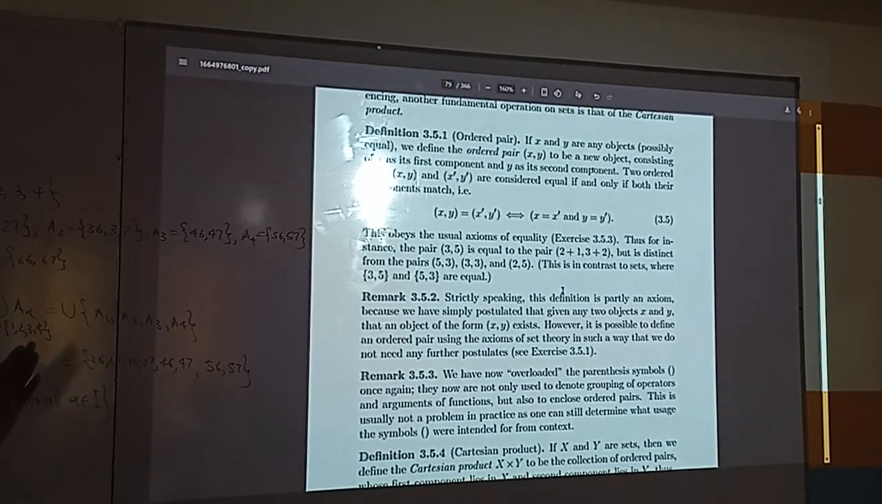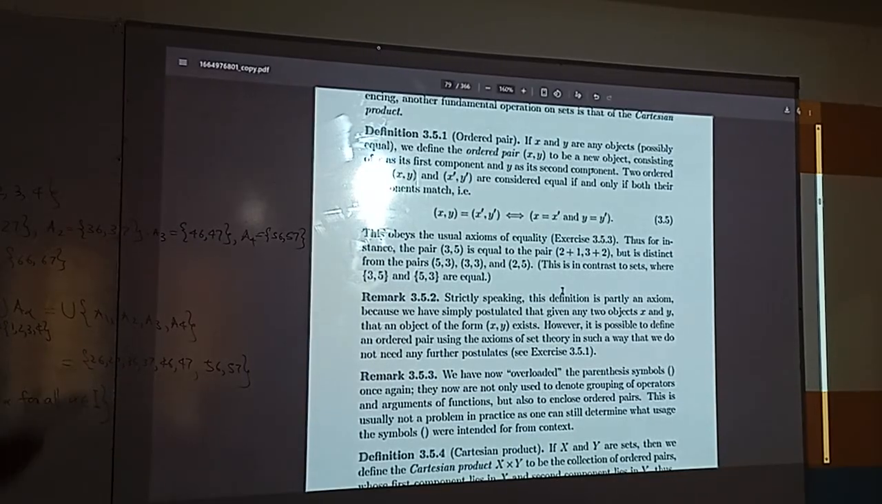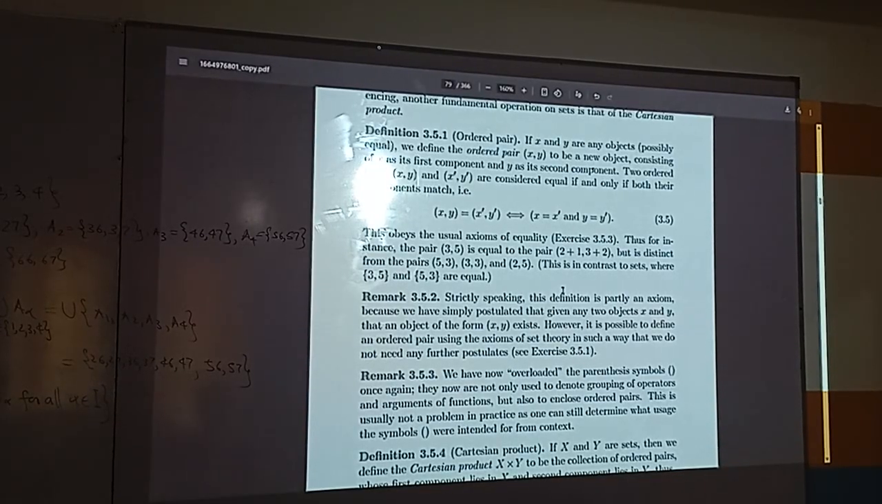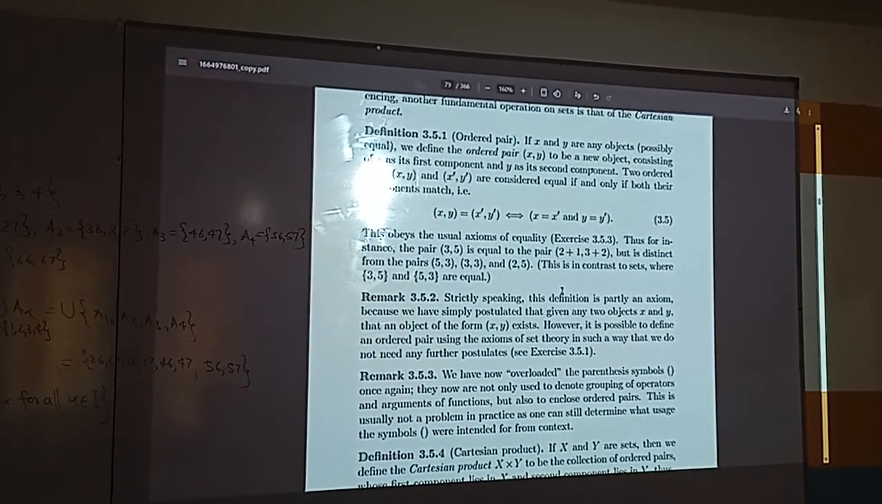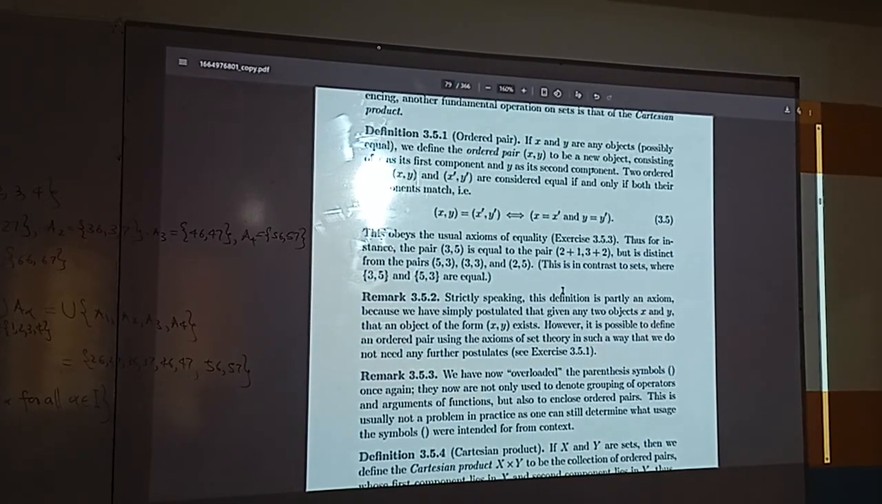Intuitively one can ask, but in this case he has some axioms, no? Why (x, y)? Why like that? What is the meaning? So there is a meaning to this. This says that using set theory you can define it. However, it is possible to define an ordered pair using axioms of set theory in such a way that we do not need any further postulates.